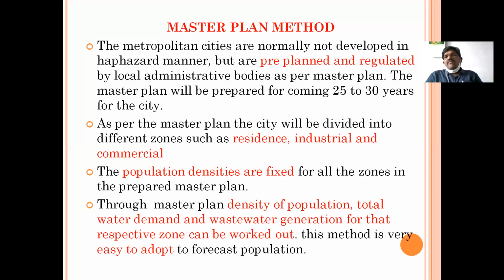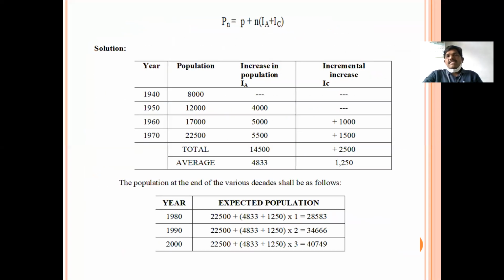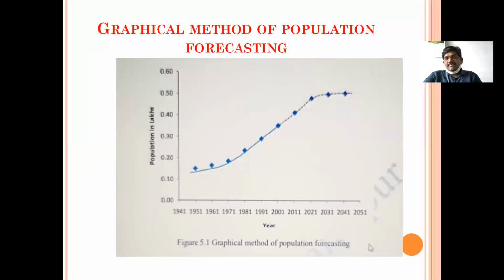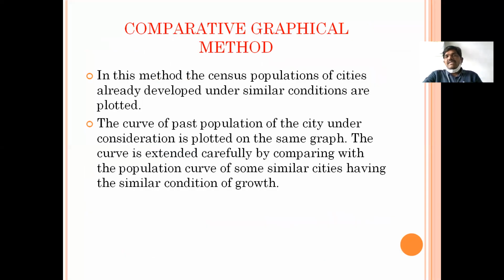Likewise, we may have the master plan with respect to the developmental activities, where the population, the water demand, and all other activities are prerequisite. All activities are inbuilt. This is what about the master plan. As a continuous part of population forecasting, we have discussed the graphical method, where graphs are used to predict, whereas in the comparative graphical method, the population in volume with respect to number is taken along with the graphs, and the future population of similar cities will be predicted.